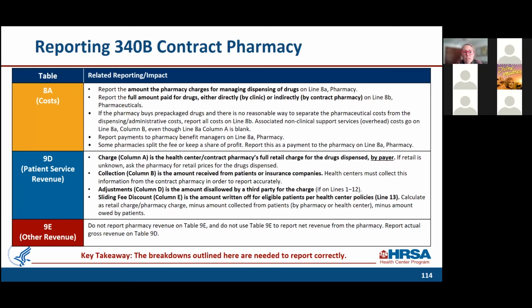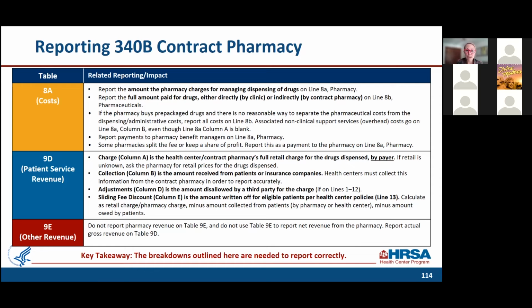So here's some more on 340B pharmacy in a little more detail. I know this is important for many health centers. First, on table 8A, the costs table, you'll report the amount the contract pharmacy charges for managing dispensing of drugs on line 8A, pharmacy in column A. You'll report the full amount paid for the drugs, either directly by the clinic or indirectly by a contract pharmacy, on 8B, pharmaceuticals in column A.